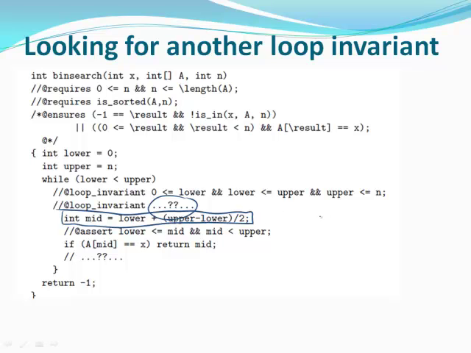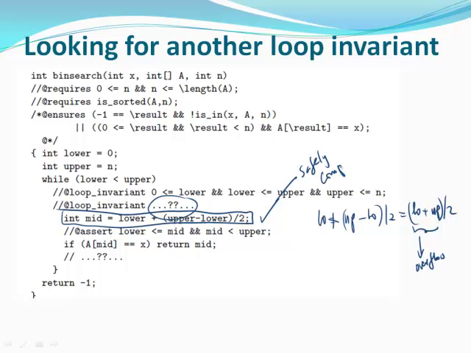Clearly the formula that I write, lower plus upper minus lower over 2, is mathematically the same as lower plus upper over 2. But we don't want to use that, since an overflow could result in something like this. So we safely compute the mid index. One of the things we wanted to say is that if you see that A of mid is equal to x, then we must return the mid.